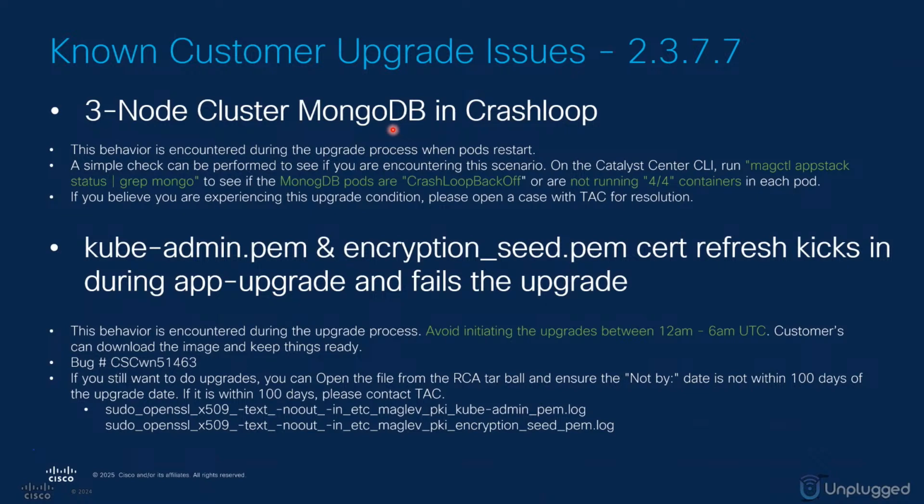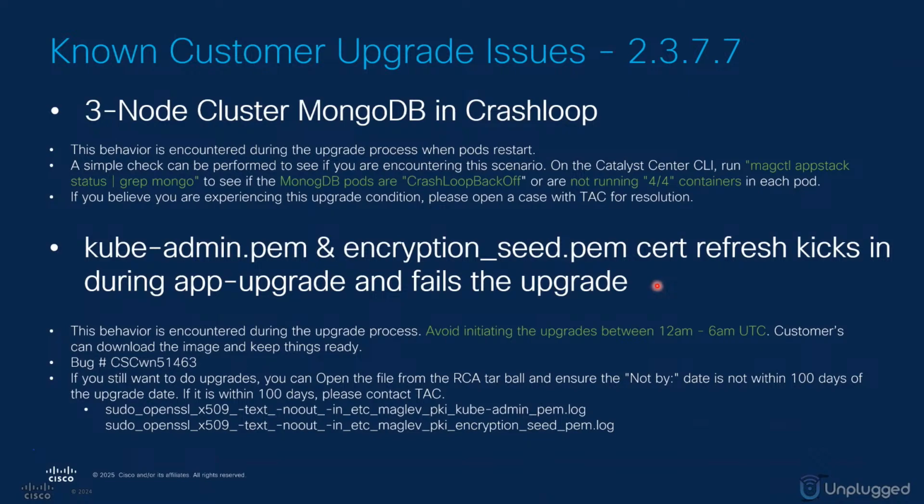So what you do to check that is after the upgrade has either paused or failed, you can go in and run magctl appstack status pipecret mongo. This is a command that can be run in the restricted shell. And what you'll see is one of the containers will either be in crash loop back off, or you'll have several of them that will be 2 out of 3 or 3 out of 4 containers on the pods. If you see this or you believe that you may be running this, please immediately open a TAC case and we'll get on that and get you back up and running.